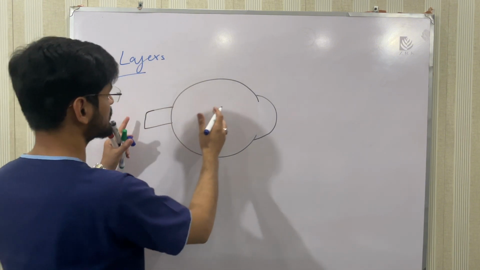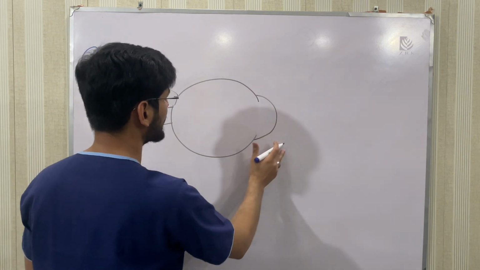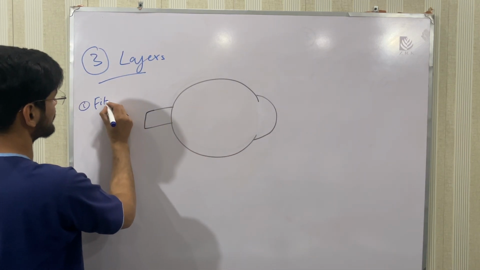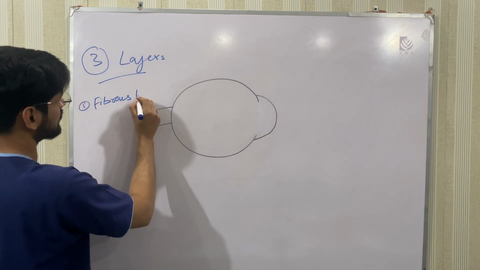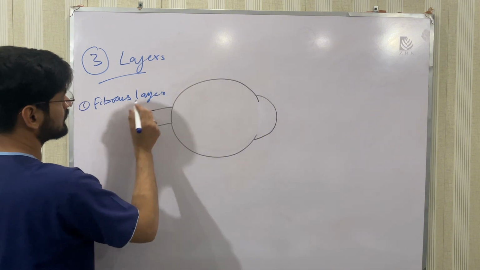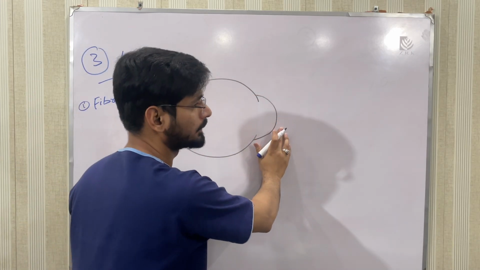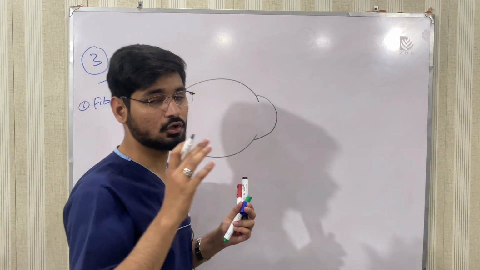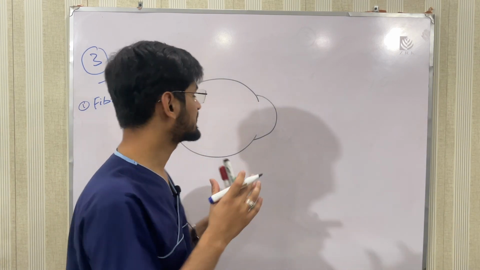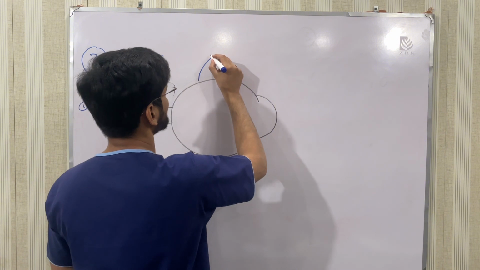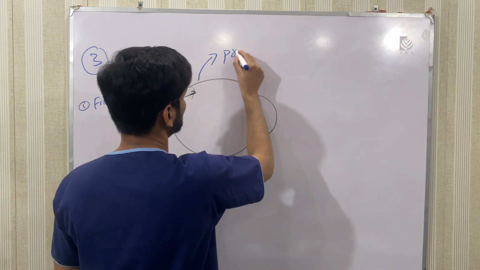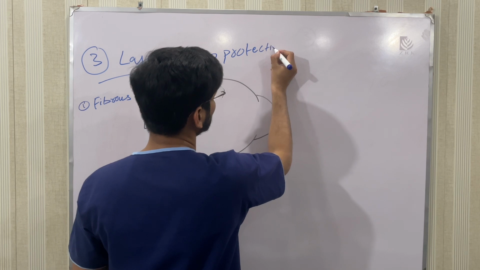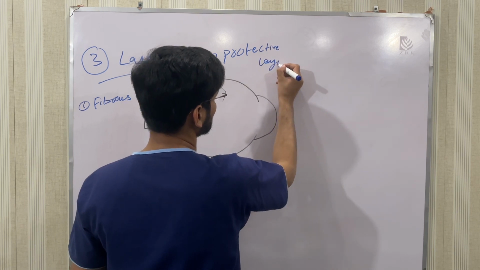The first layer which I draw here is called the fibrous layer. This is the outermost layer of the eyeball, and this is the toughest layer of the eyeball. It provides protection to the eye, so this is also called the protective layer.